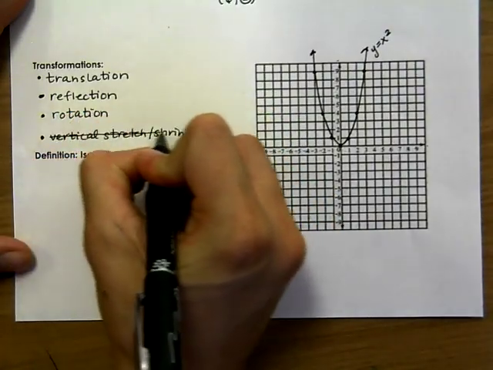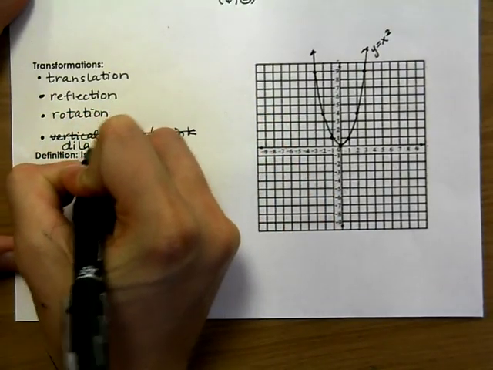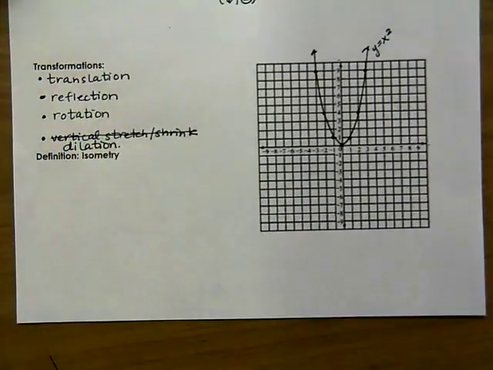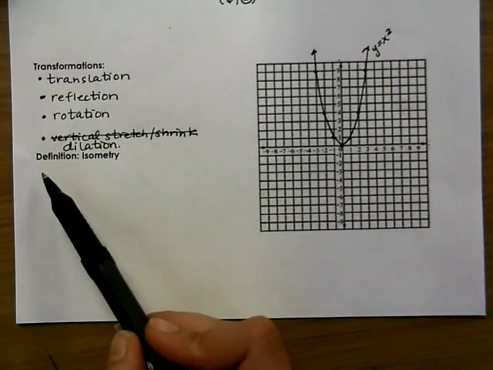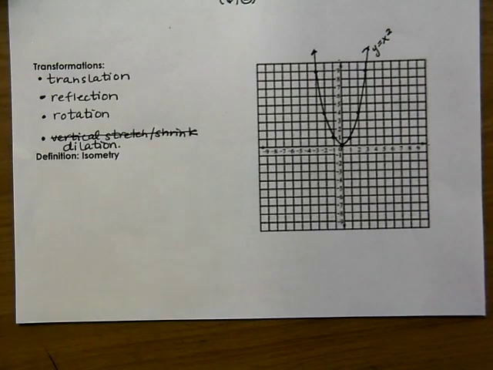So I'm going to cross this out. We're going to say dilation. Okay? So we have 4 different transformations that we are going to study, all of which I believe you have some background knowledge on. What I want to talk about right now is this word isometry.